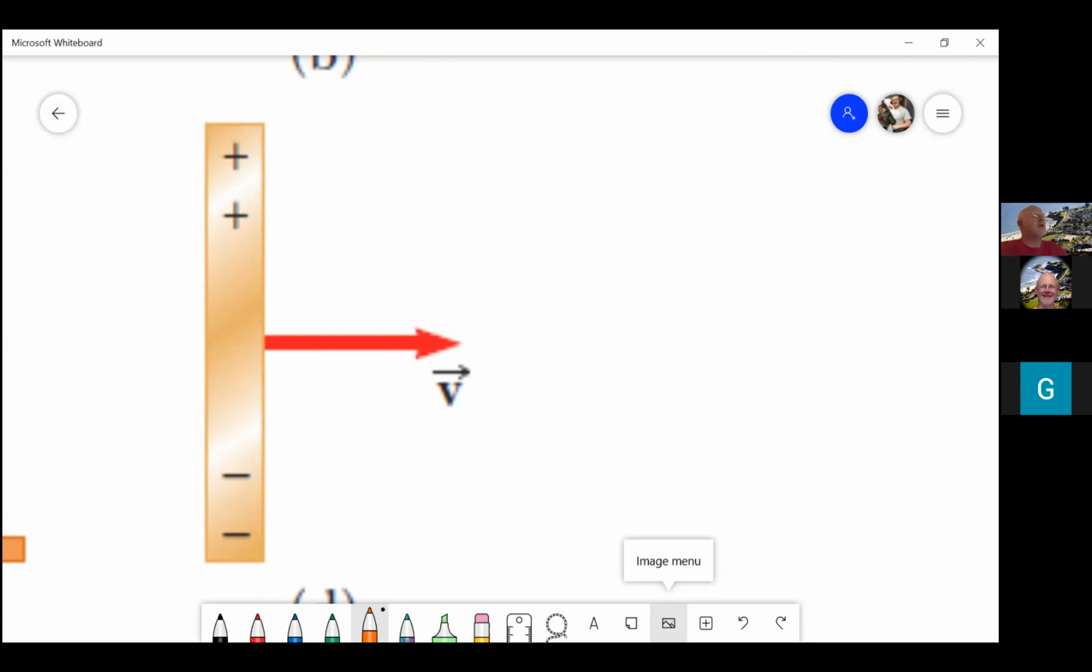Oh, I'm sorry. What is the direction of the magnetic field? I'm sorry, now I understand the question. Okay, so a copper bar is moved to the right while its axis is maintained in the direction perpendicular to a magnetic field as shown in the figure. If the top of the bar becomes positive relative to the bottom, what is the direction of the magnetic field?